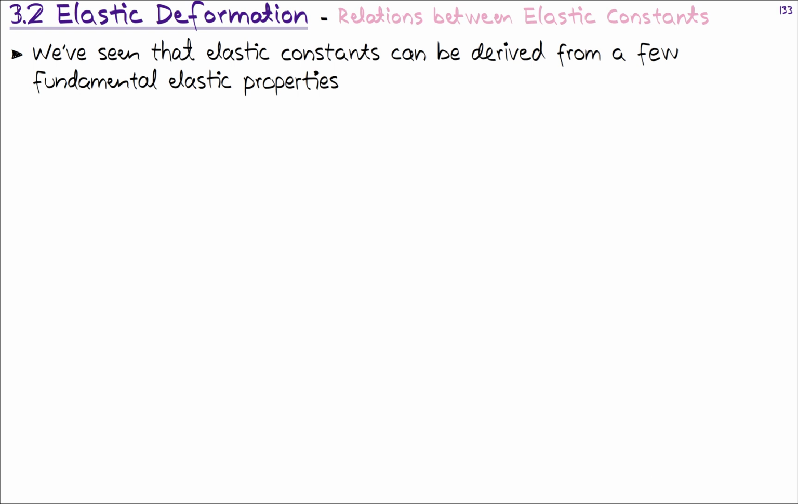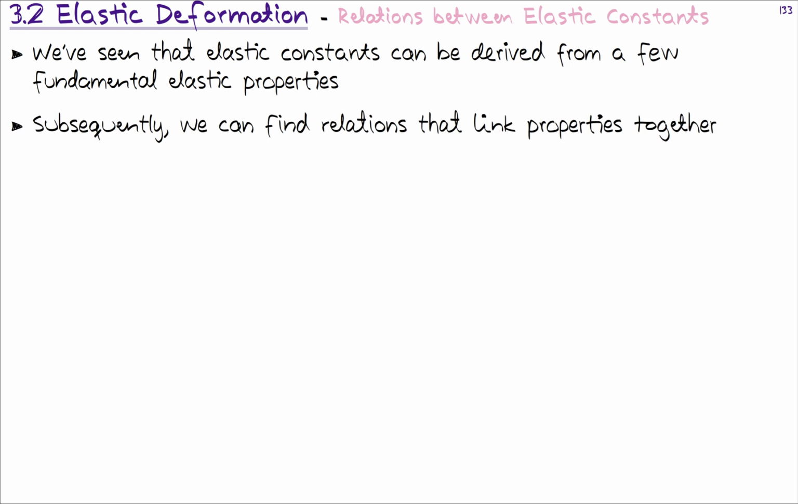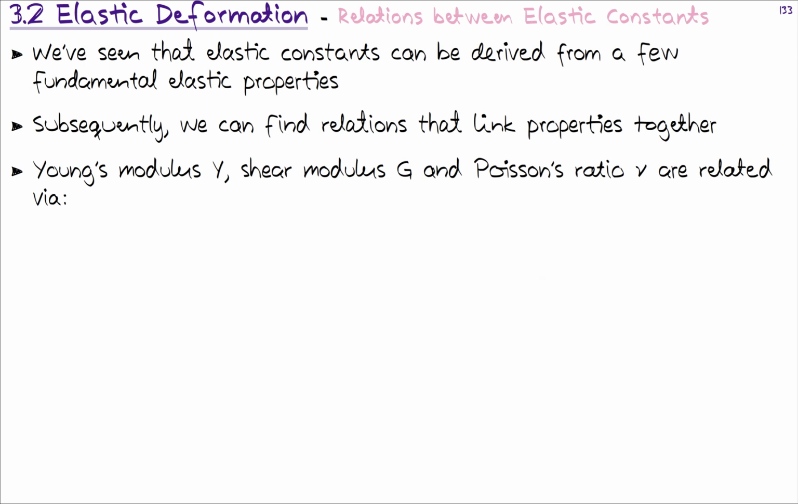We have seen that we can derive the elastic constants from a few fundamental elastic properties. And subsequently, we can also find relations that link these properties together. For example, Young's modulus Y, shear modulus G, and Poisson's ratio nu can be related. We do not show the derivation here, but it's relatively doable, so that G equals Y divided by 2 times 1 plus nu, the Poisson's ratio. So this kind of relation we can find between these different elastic constants.